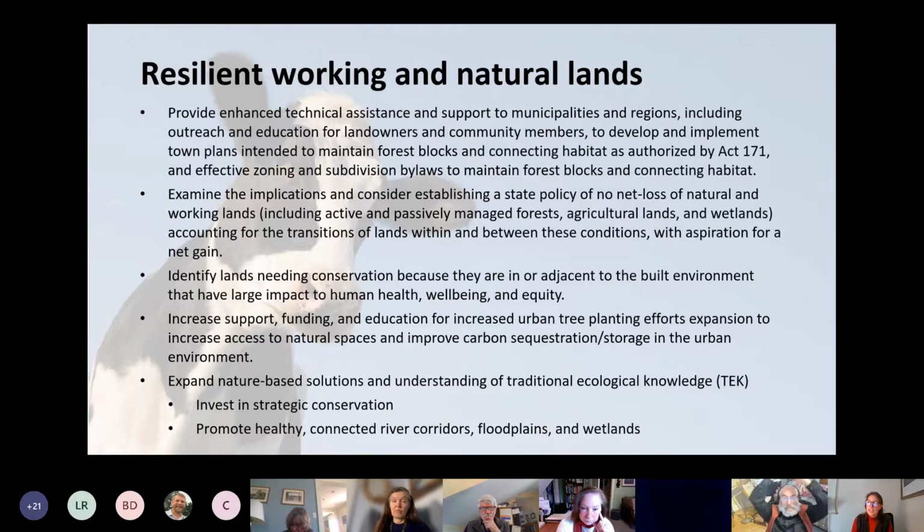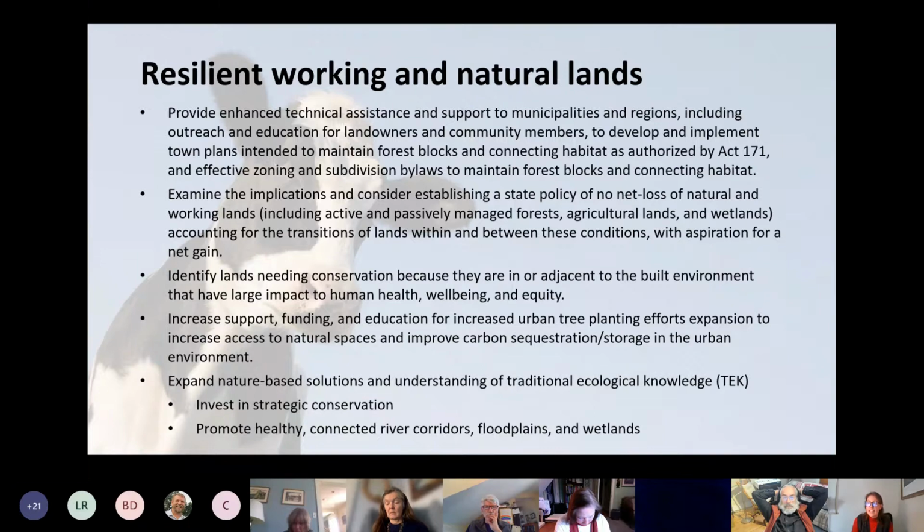The first is recommending enhanced technical assistance at the regional level, but also outreach and education for landowners and community members to develop and implement town plans intended to maintain forest blocks as authorized by Act 171. The second recommendation is examining implications and considering establishing a state policy of no net loss of natural and working lands, and the potential aspiration for a net gain of natural and working lands across the state.